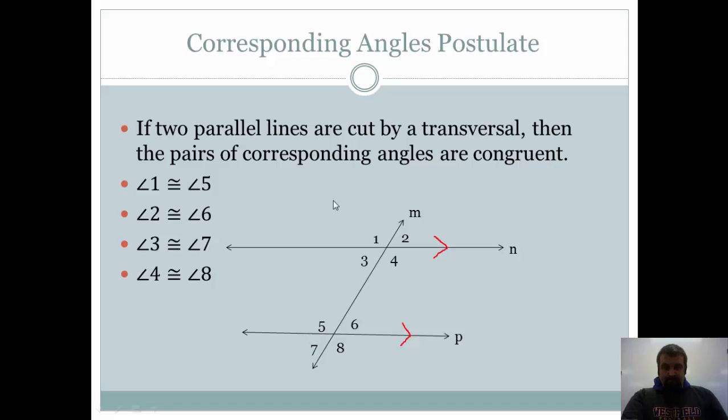So, angle 1 and angle 5 here, they're corresponding. They have to be congruent because of the corresponding angles postulate. Those lines are parallel, which forces angle 1 and angle 5 to be congruent. Same thing with angle 2 and angle 6, angle 3 and angle 7, and angle 4 and angle 8.